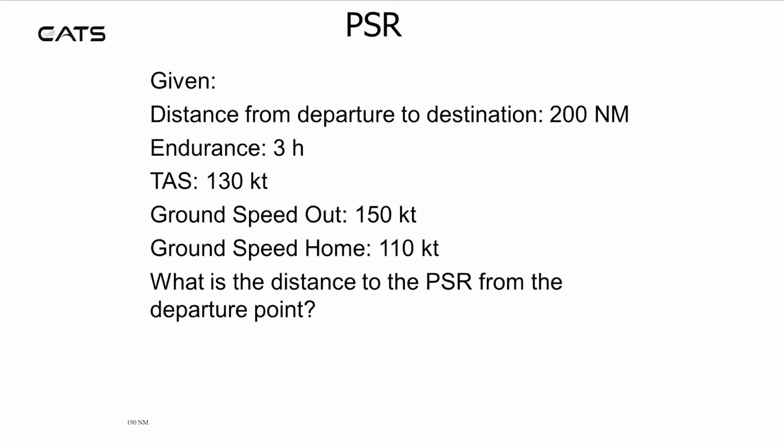Here's another example. The distance from departure to destination is 200 nautical miles. The endurance is 3 hours. TAS 130 knots. The ground speed out 150 knots. The ground speed home 110 knots. What's the distance to the PSR from the departure point? This time we don't need to use a CRP5 since the ground speeds are given, which makes the question a bit easier.